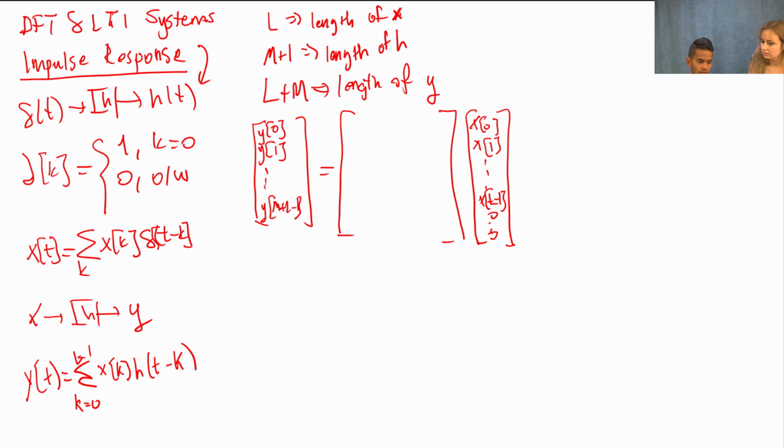All right, so I'm going to need to simulate this convolution sum in here. How would I construct the matrix? Well, if we want to find y of 0, we know that y of 0 is just the sum over k of h of minus k, right?